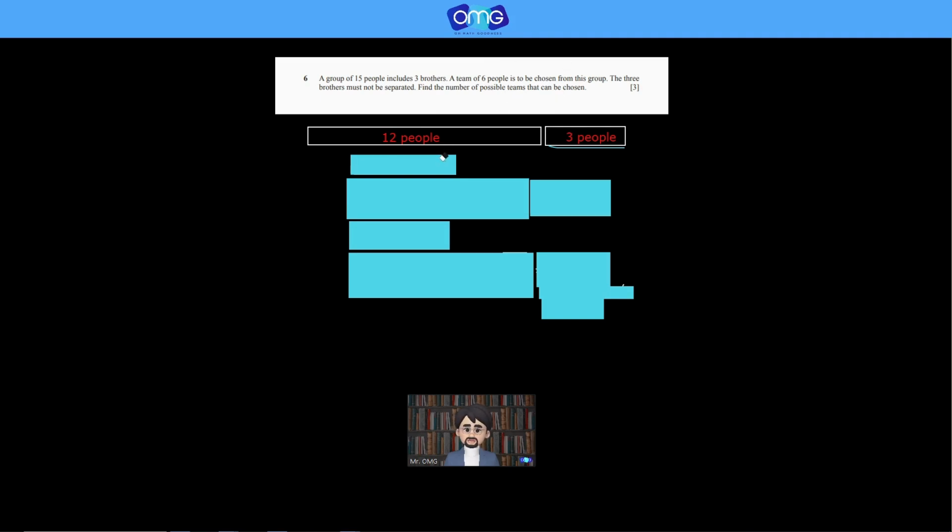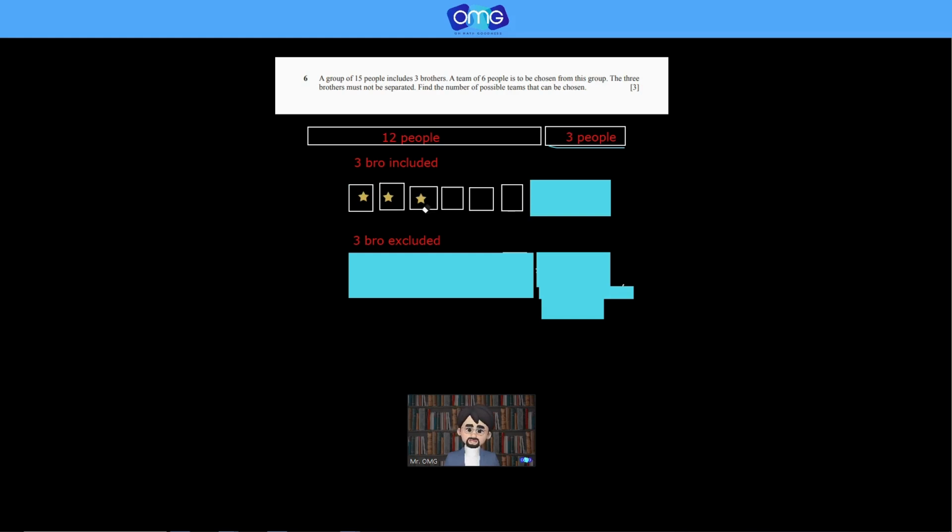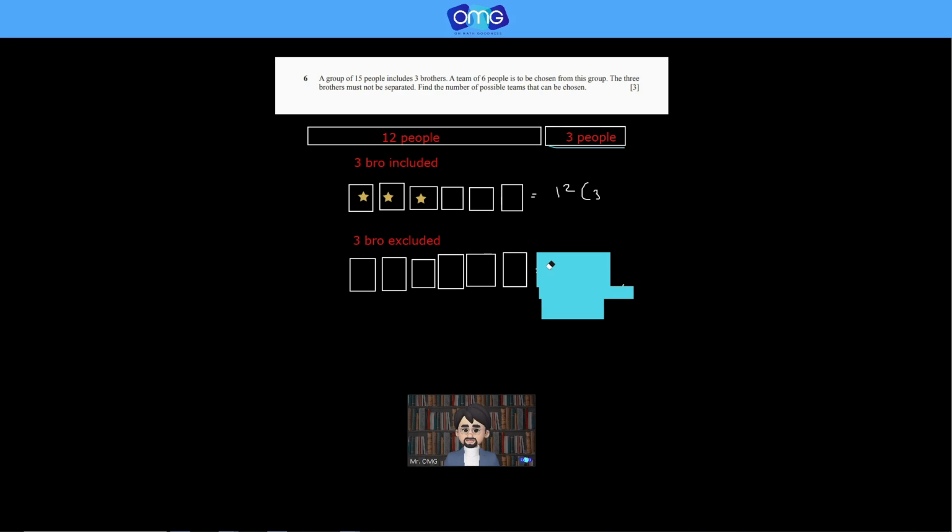So there are 2 scenarios: with the 3 brothers included and with the 3 brothers excluded. With the 3 brothers included, in this team of 6 people, 3 slots are already booked, and the other will be 12C3, because from 12 people we choose 3. However, the other one, with the brothers excluded, is 12C6. We add them, 12C3 plus 12C6, that will be 1144, and that's the answer.